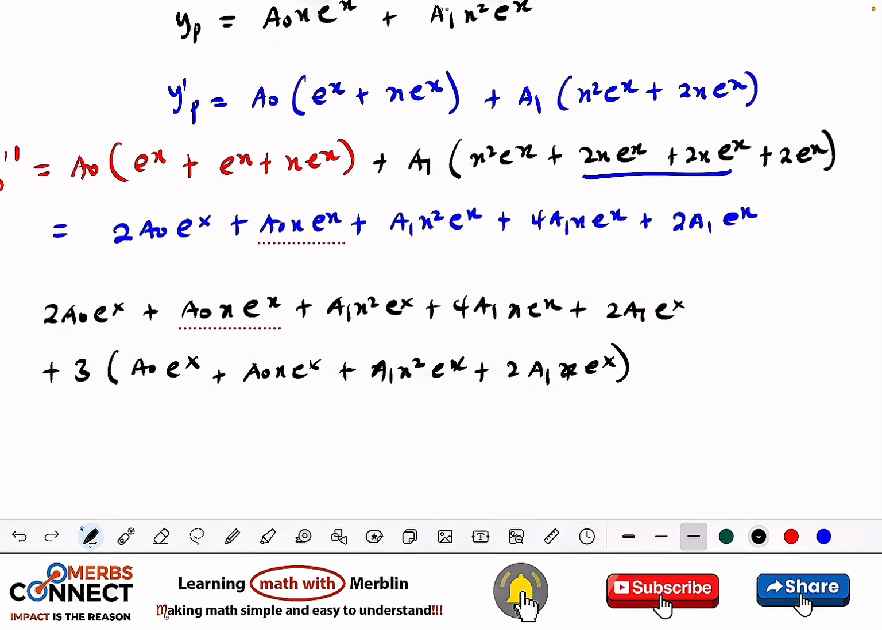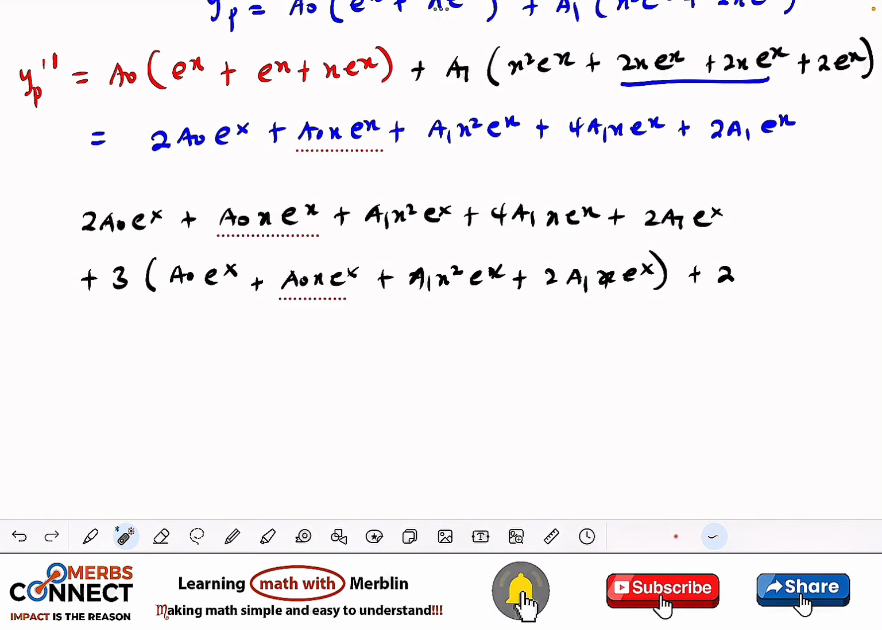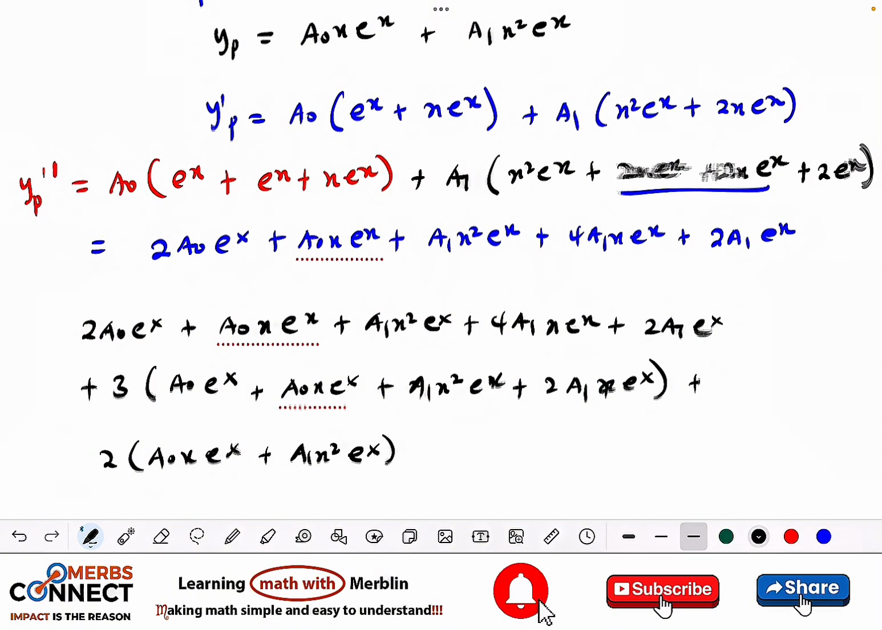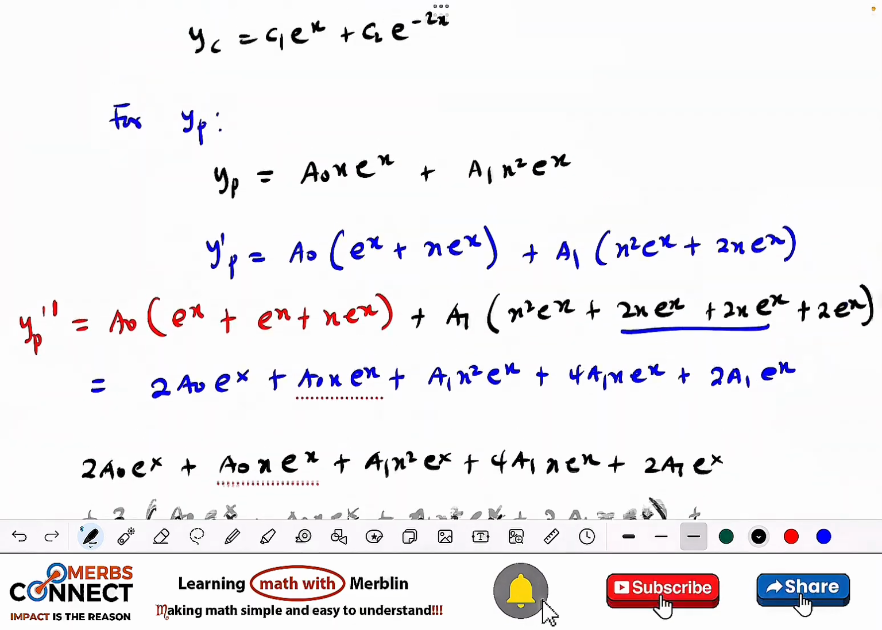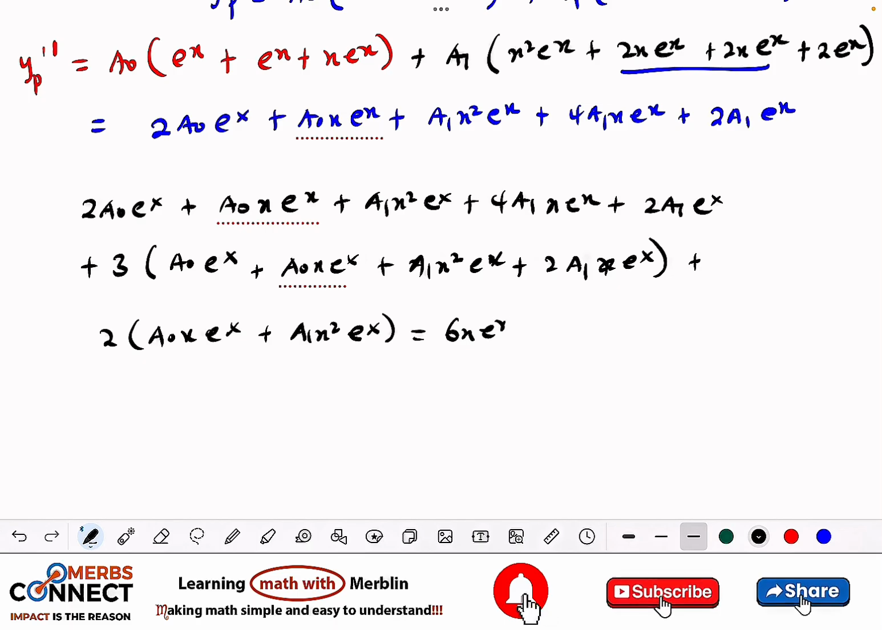Then plus 2y. So y is equal to what is here. So I'll write that one, then I'm done. So let me bring it down here. So plus 2 times y. Y is a naught x e to the power x, a1 x squared e to the power x. So here you need to pay attention to the expansion too, and this one should be equal to 6x e to the power x.